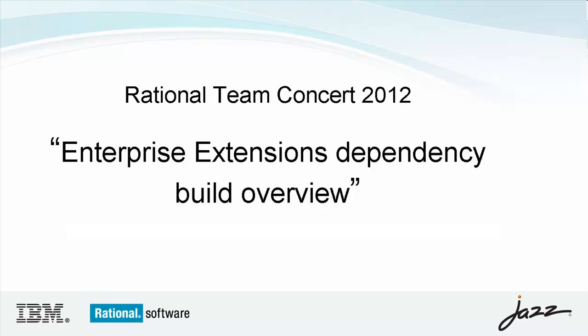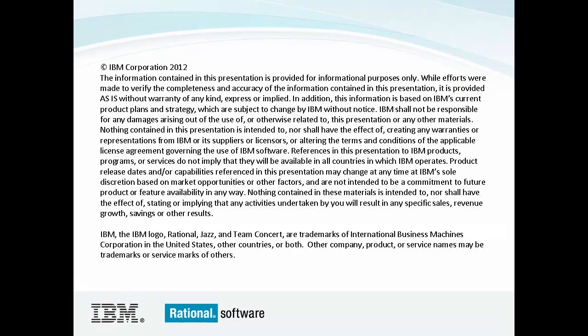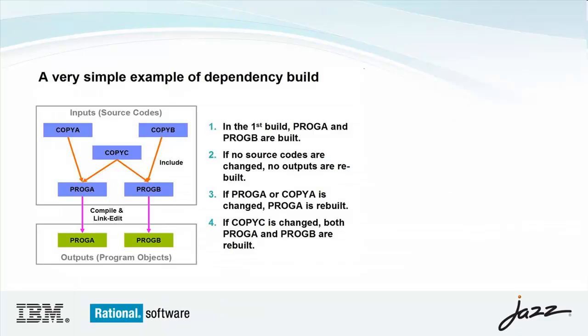Enterprise Extensions Dependency Build Overview. Enterprise Extensions builds save time and resources by only building artifacts that have changed since the last successful build. In this video, after an initial full build, we will demonstrate the dependency build that builds the changed files and dependent files impacted by the changes.